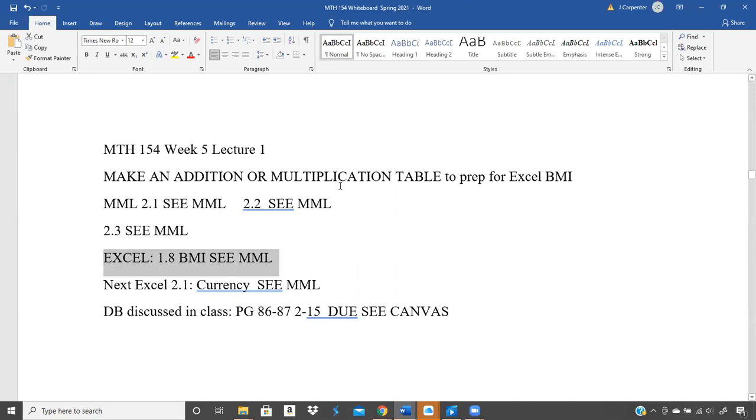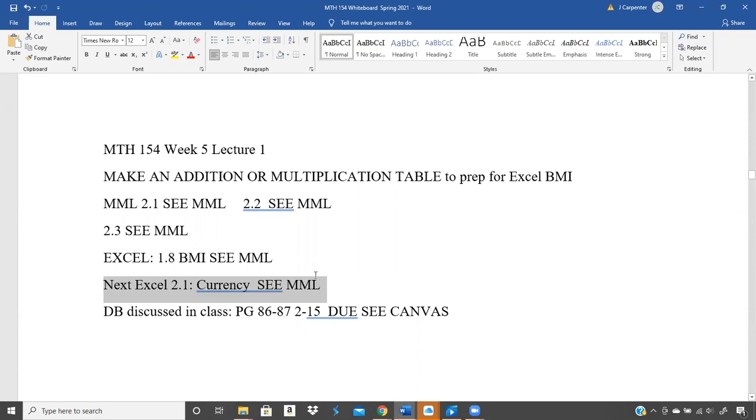And you should be very, very aware of that assignment as we've discussed it for a couple of weeks now. And then the next Excel assignment that we will assign is going to be 2.1 currency. And again, you will see that due date in My Math Lab, as well as if you're watching the lectures live, then you'll see it on screen right there.